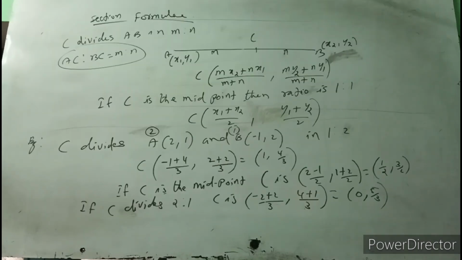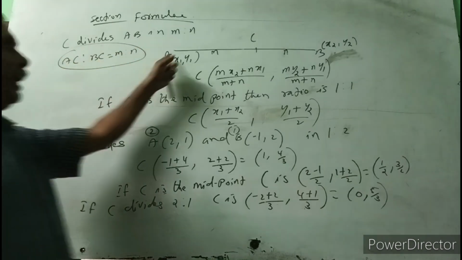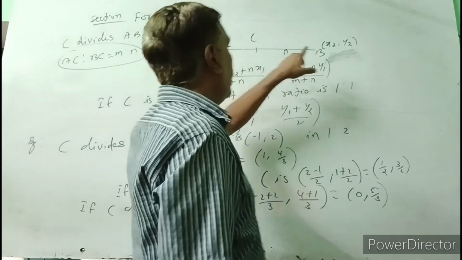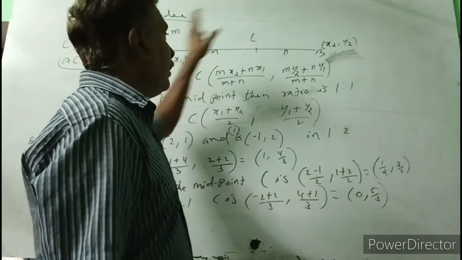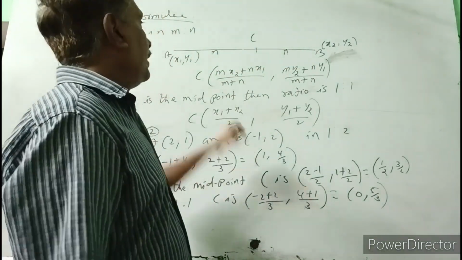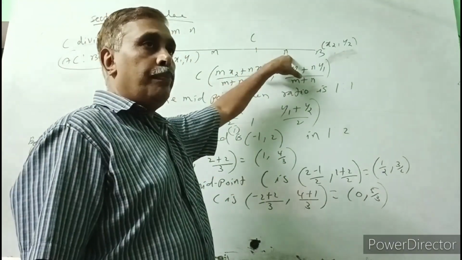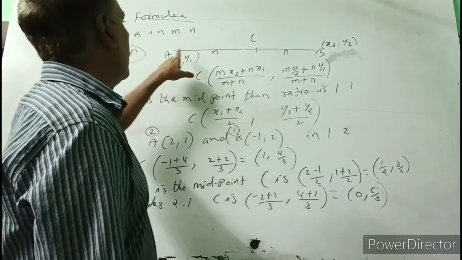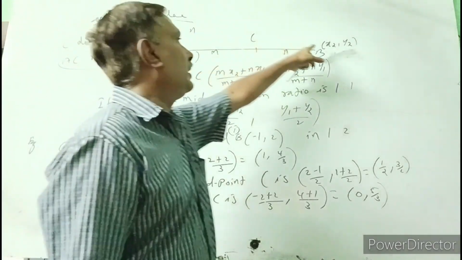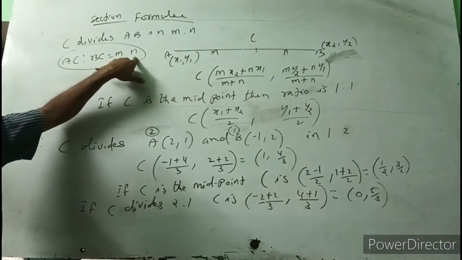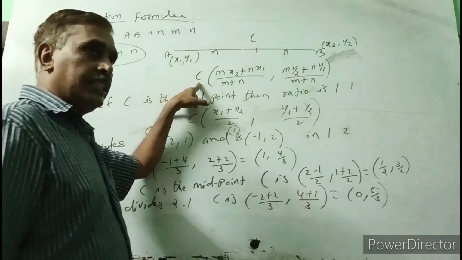So there is a section formula. What is the section formula? First of all, we will see: if 2 points A and B on a line are given, and you want to find a point C in between A and B which divides AB in the ratio m is to n, meaning AC is to BC is m ratio n, then how can you find this C?